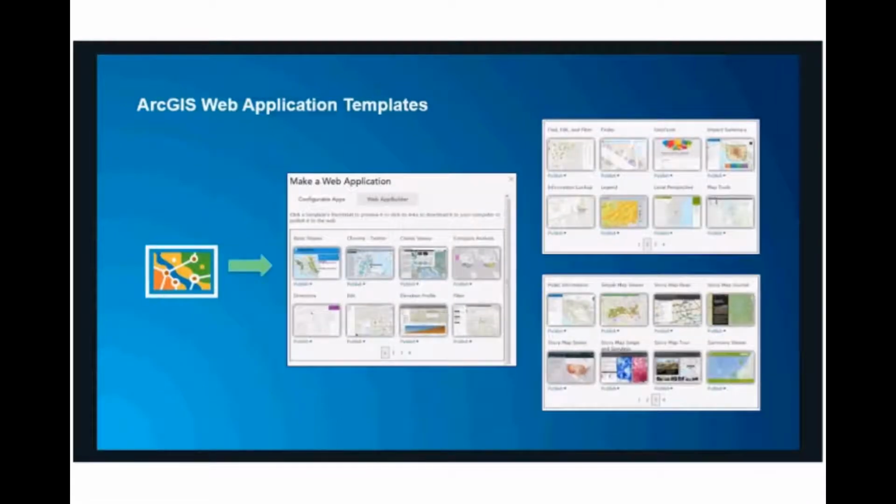Configurable app templates allow you to build web applications without writing a single line of code. Each of these templates is designed to serve a specific purpose or functional goal. For example, we have gallery templates, which reference multiple web maps or web scenes, which allows you to browse and compare features of different web maps. We have story map templates, among others.